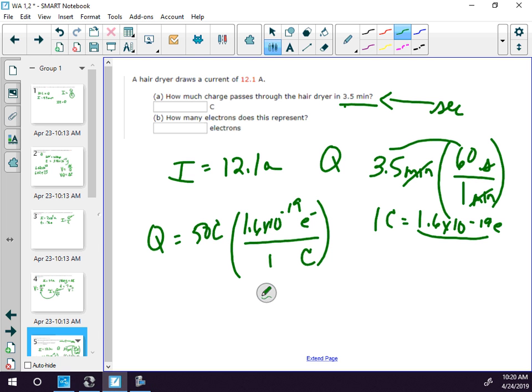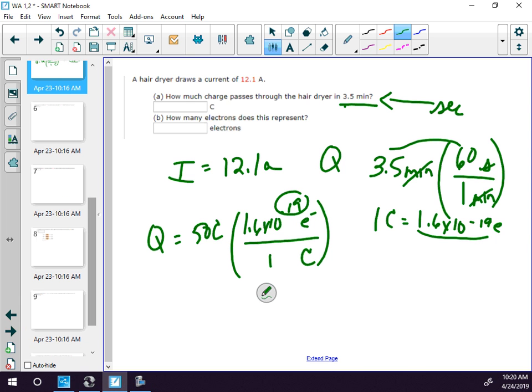1 coulomb on the bottom. So I'm going to multiply those together. I'm still going to get a tiny answer. Please, please, please don't forget to do the exponent. Don't just drop it for no good reason. Cannot do that, people. Cannot do that. All right, let's see if I can get this to scroll. There we go.